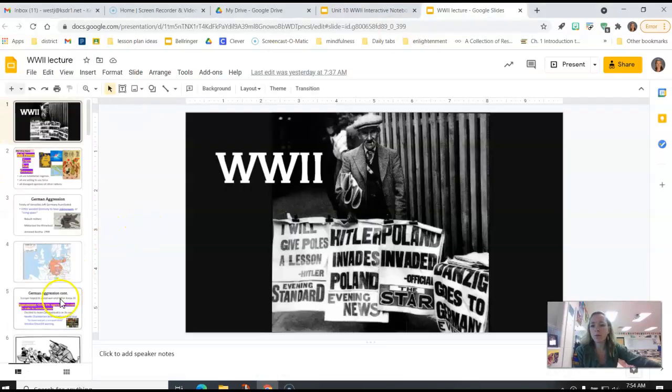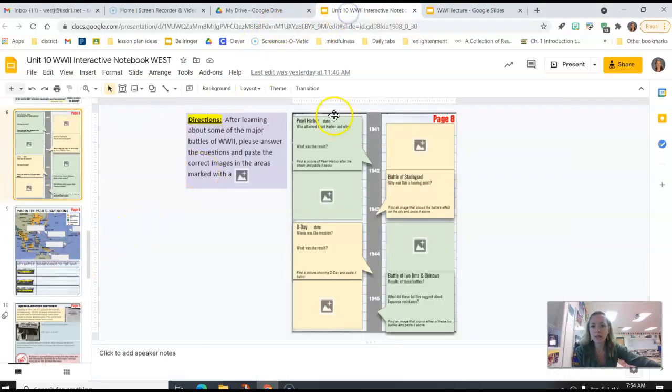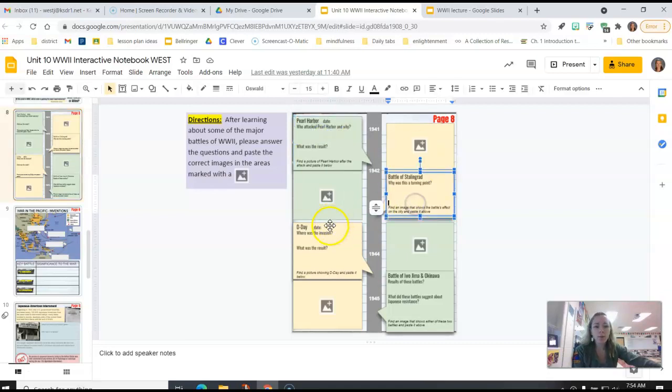All right, so when we talk about slide 9, you actually have Pearl Harbor, Battle of Stalingrad, D-Day, and the Battle of Iwo Jima and Okinawa. These are some major events in World War II. It says after learning about some of the major battles of World War II, please answer the questions and paste the correct images in the areas marked with this little landscape.